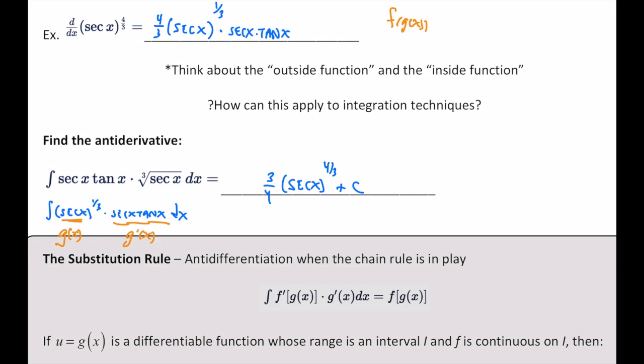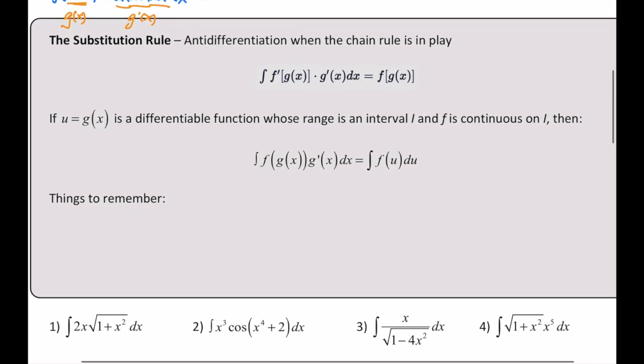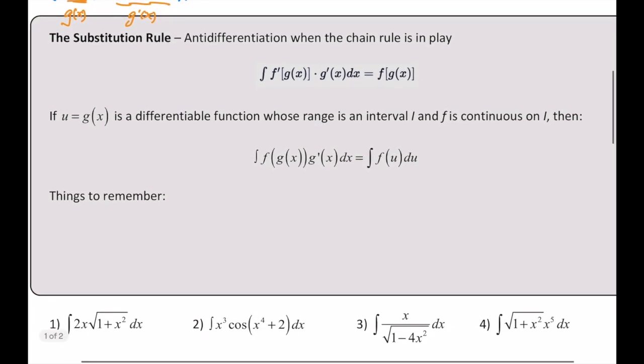Formalizing this, we are taking advantage of something called the u-Substitution. Frequently, this is how mathematicians work this. We use the substitution rule for antidifferentiation when the chain rule is in play. We're going to replace that interior function with some variable. Typically we say u. It can be any letter, but in mathematics we talk about the u-Substitution.